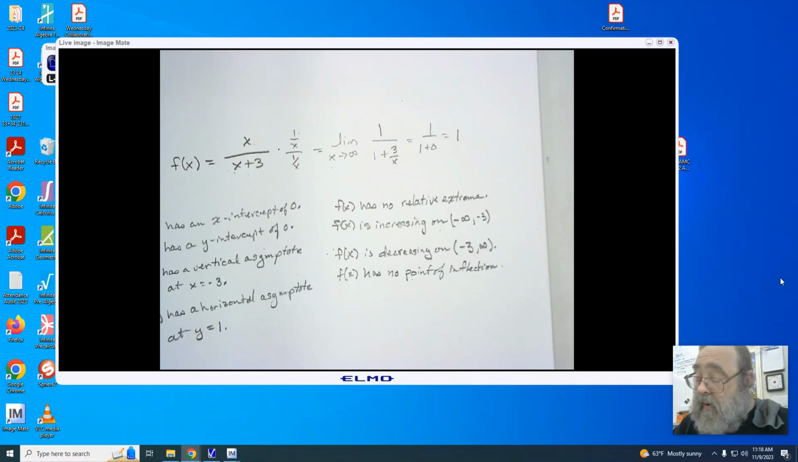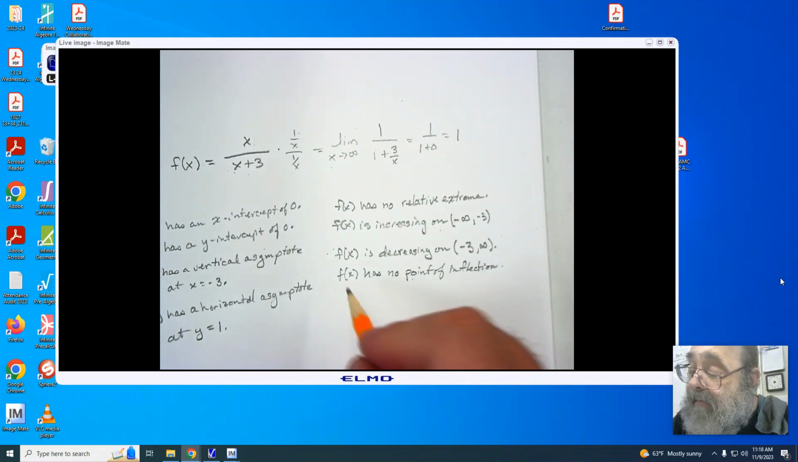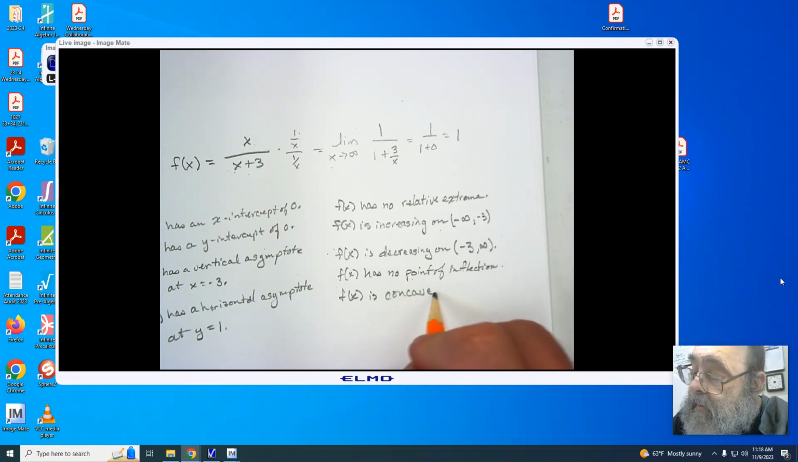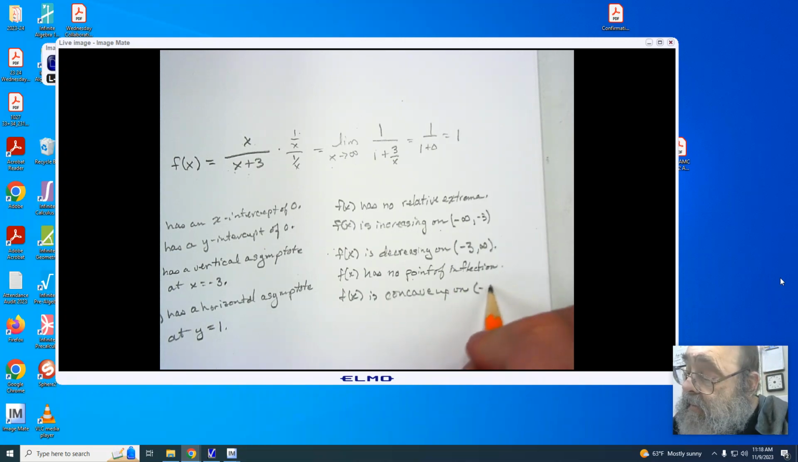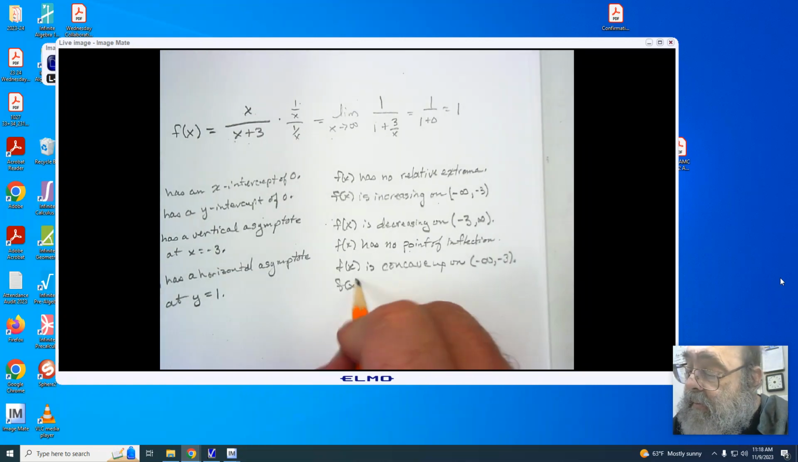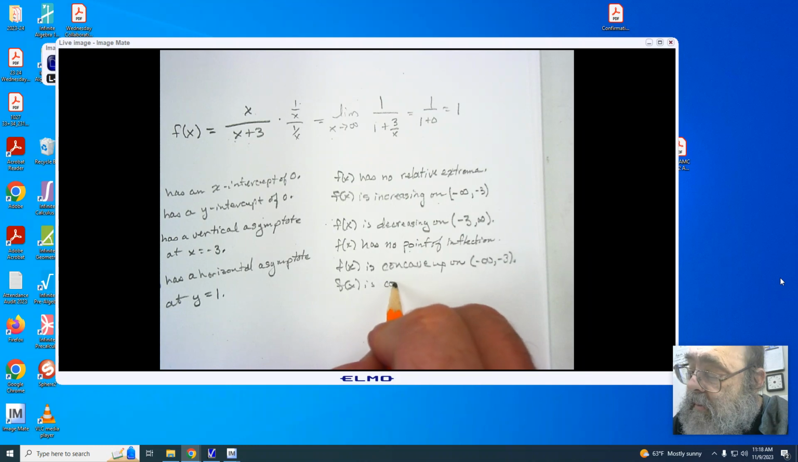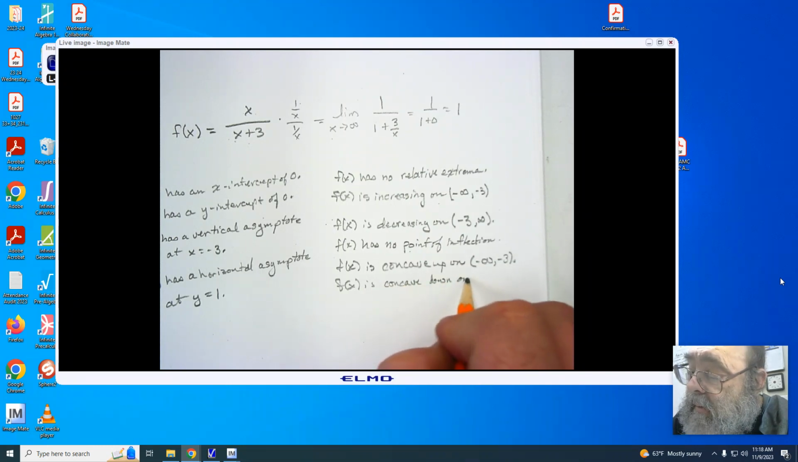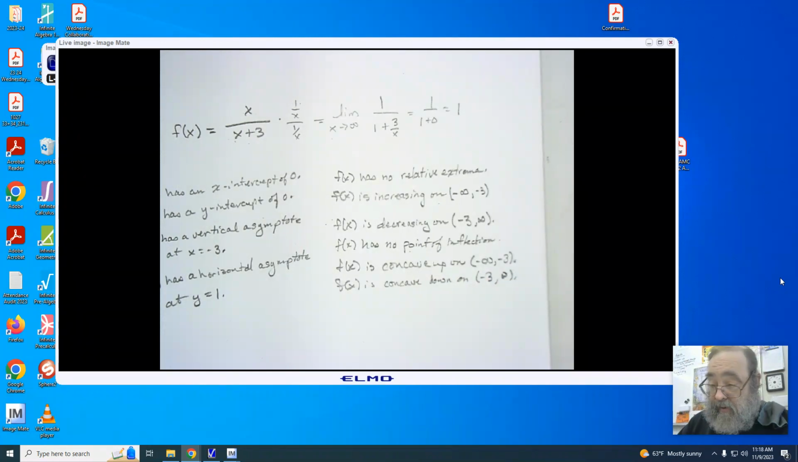Then we're going to go to our last bit, and this is now concavity. F of x is concave up on negative infinity to negative 3. F of x is concave down on negative 3 to positive infinity. So this is what we want to graph.